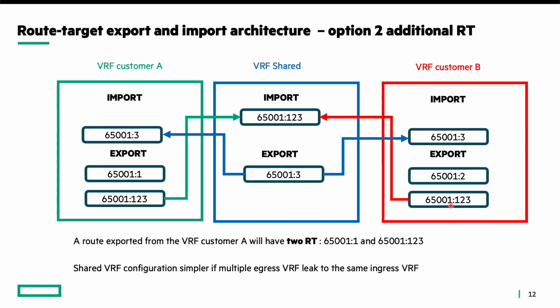An important point in route leaking is that there is no transitivity. A route can be leaked from one VRF to another VRF, but not cascaded to a third VRF. So there is no risk of loops, I would say, in this case. Here we will add this import.